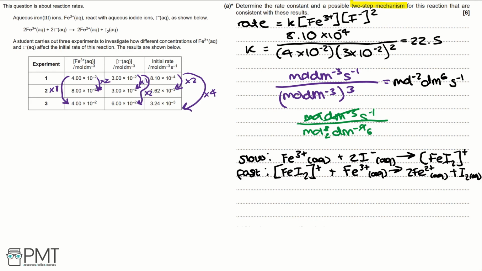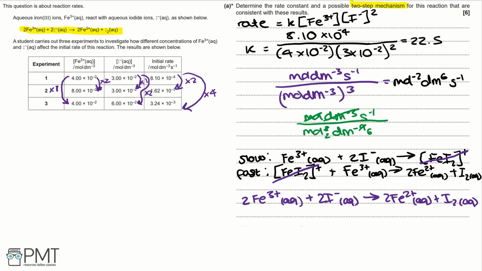And we notice here that if we cancel out the slow and fast steps, so that will be the ion we've created, we are then left with the overall equation we're given in the question. So we've got 2Fe3+ (aq) plus 2I- (aq) produces 2Fe2+ (aq) plus I2 (aq). And therefore we have been consistent with the results we're given.